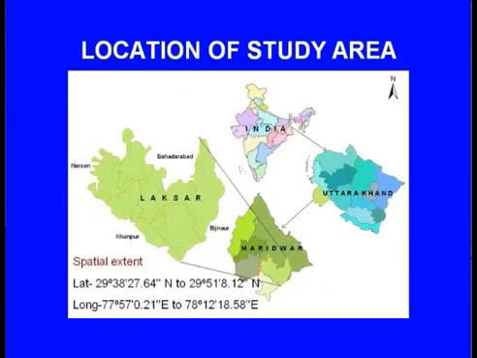So, the study area for which this study has been carried out is the Laksar block, which is located in Hardwar district in the state of Uttarakhand, having a latitude of 29 degrees 38 minutes 27.64 seconds north to 29 degrees 51 minutes 8.12 seconds north, longitude 77 57 21 east to 78 12 18.58 east.